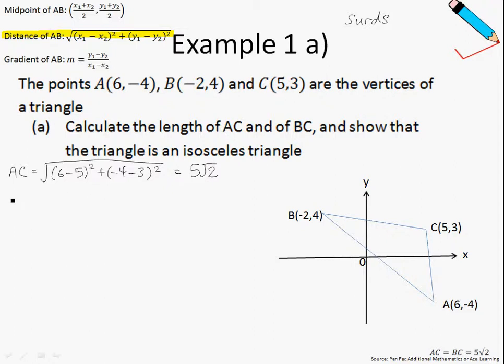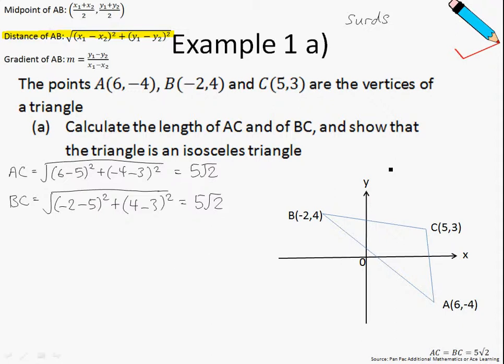So the next thing I want to do is to find the distance BC. Similarly, using the distance formula, I will first take the x coordinate of B, which is -2, minus the x coordinate of C, which is 5, squared, plus the y coordinate of B, which is 4, minus the y coordinate of C, which is 3, squared. And similarly, after simplifying this, I will arrive at 5 square root of 2.